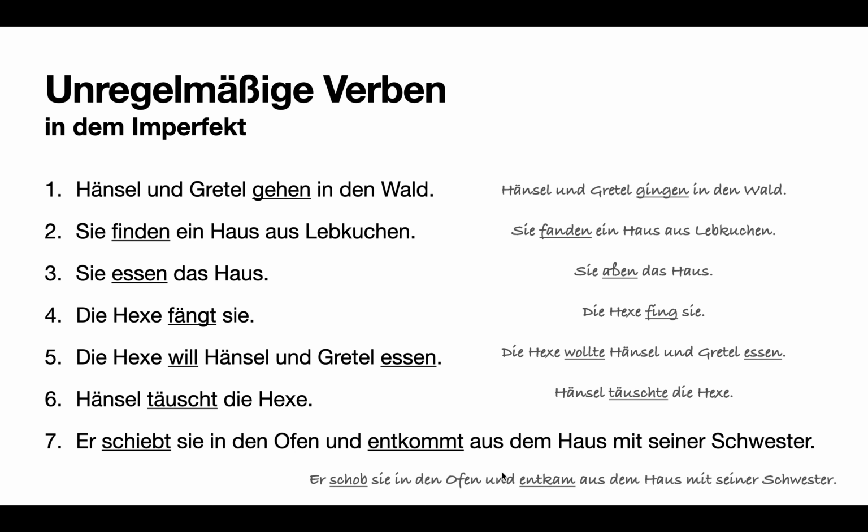Schiebt sie in den Ofen und entkommt aus dem Haus mit seiner Schwester should be schob sie in den Ofen und entkam aus dem Haus mit seiner Schwester. Schieben changed to schob. Entkommen changed to entkam. If you couldn't find entkommen, you needed to look for the verb kommen. The past tense form is kam, and then keep that prefix with it.